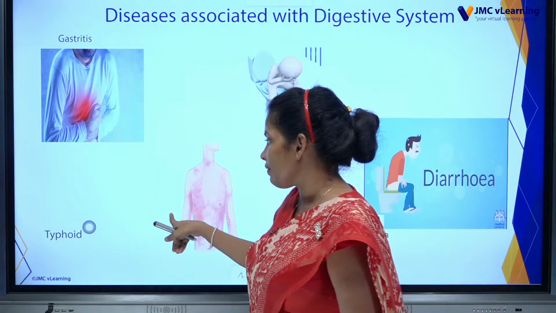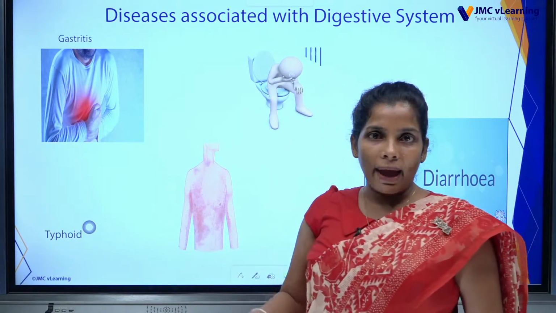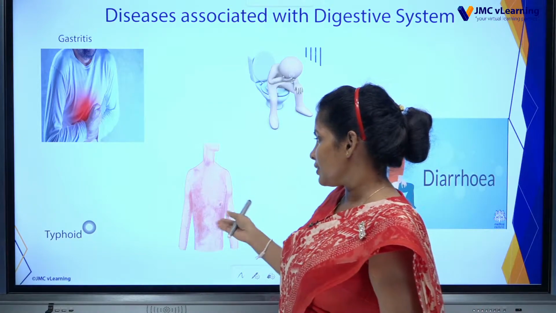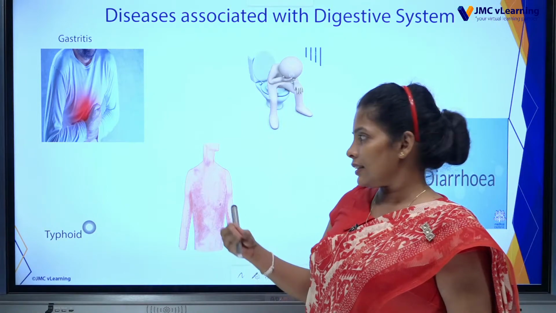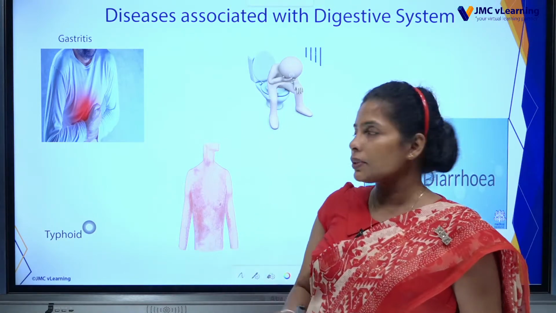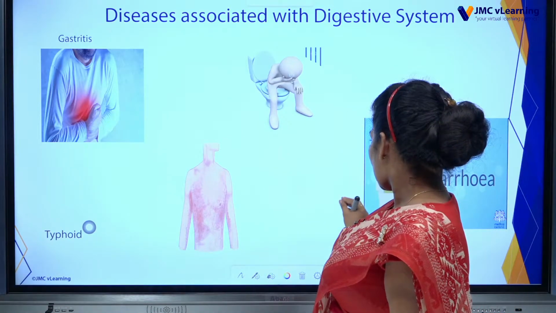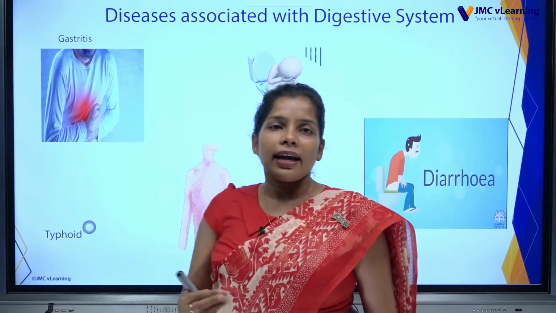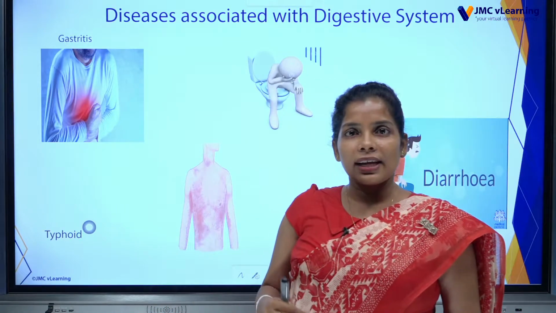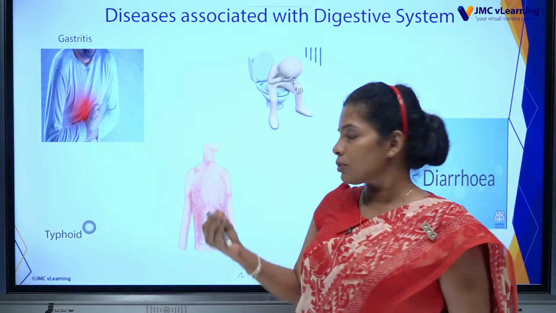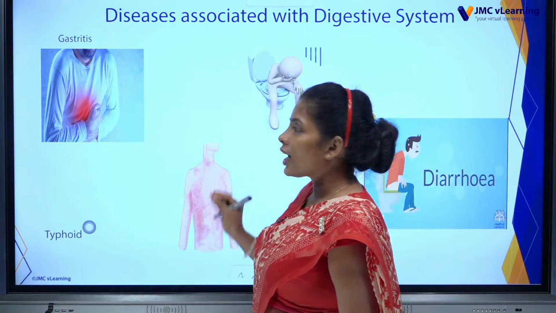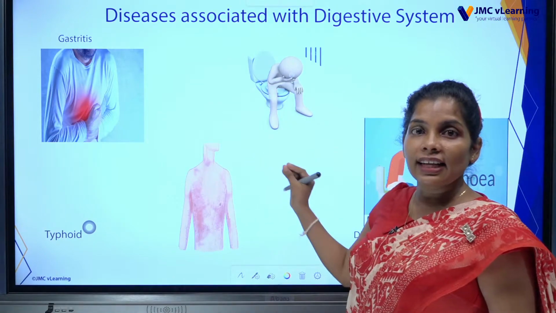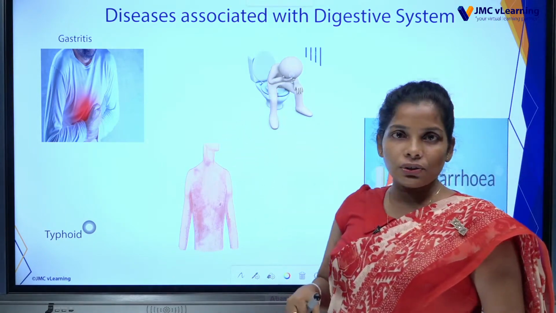And typhoid fever is caused by bacteria, and there are some symptoms just like vomiting, the same symptoms are there. And diarrhea is also the same, and it's caused by bacteria or a virus. Sometimes maybe a pathogen is there affecting here. Those are the main diseases that affect the digestive system.